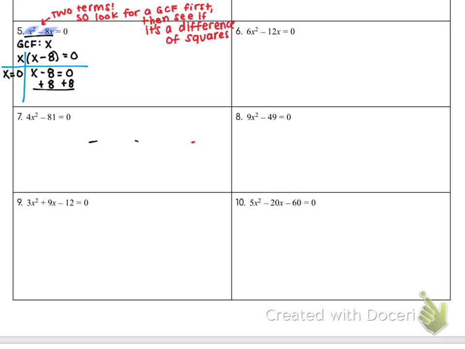So we know for sure x equals 0. Over here, we're going to add 8 to both sides. X equals 8. So remember, we have to write it in curly brackets, and we're going to do 0, 8 because it's least to greatest.